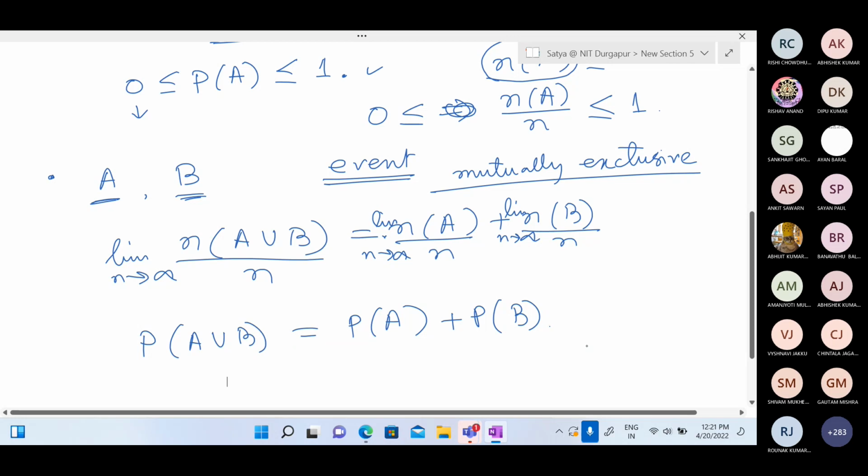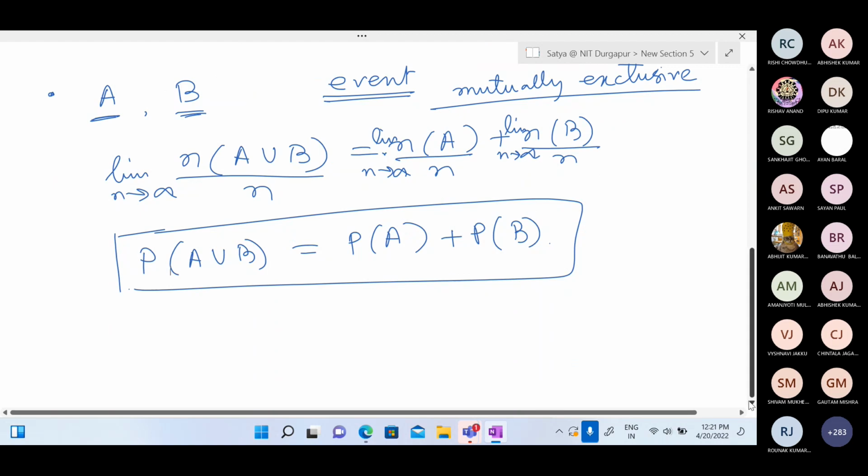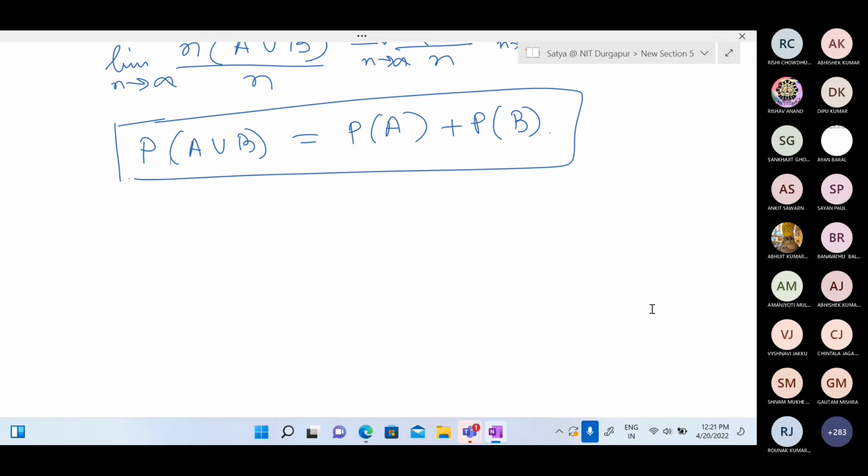So if mutually exclusive, then we get this one. Fine. Now I'm giving another definition, which we call the axiomatic definition. You need to learn these two definitions. Sometimes you will find the axiomatic definition difficult, but after realization it will help you later on.